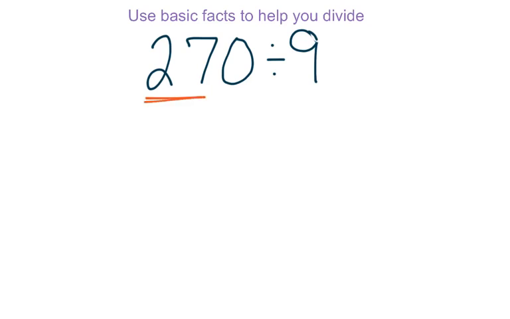If I underline my 2 greatest place values, I have 27, and then my divisor is 9. I know that I can split 27 into 9 equal groups, so now I have to think how many is going to be in each of those groups. 9 times what gets me 27? 9 times 3 gets me 27, and then I need to bring this 0 over here on over. So 270 divided by 9 gives me a quotient of 30.